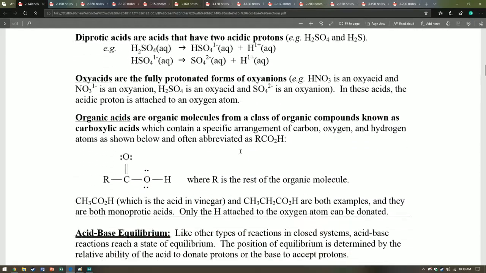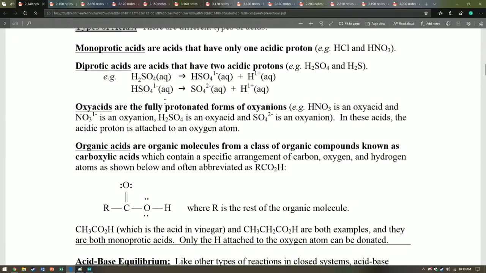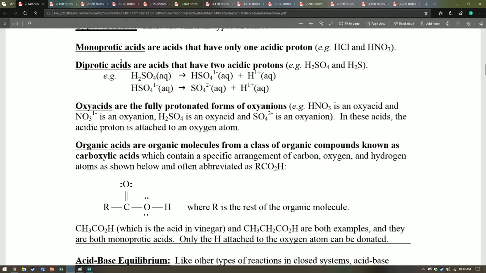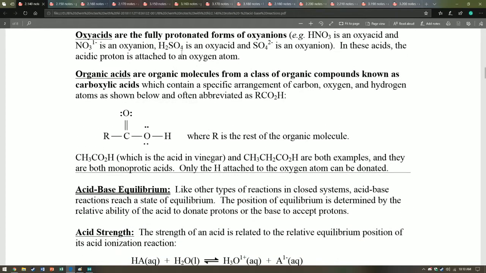Now we can categorize acids a bit more. Let's get into some more general categorizations. So we have monoprotic acids and diprotic acids, or polyprotic acids as they should technically be known. Monoprotic means only one acidic proton. Polyprotic means multiple acidic protons. Oxyacids are the fully protonated forms of the oxyanion. So nitrate is an oxyanion, sulfate is an oxyanion. So this is nitric acid and sulfuric acid.